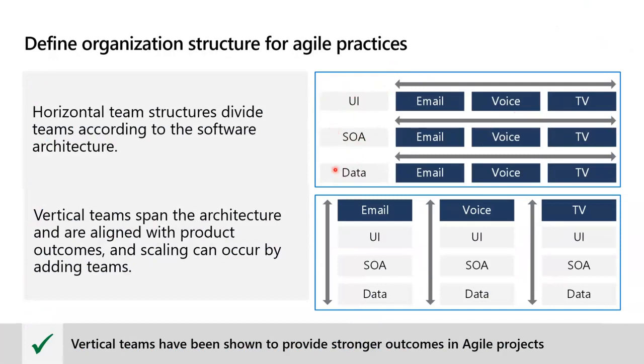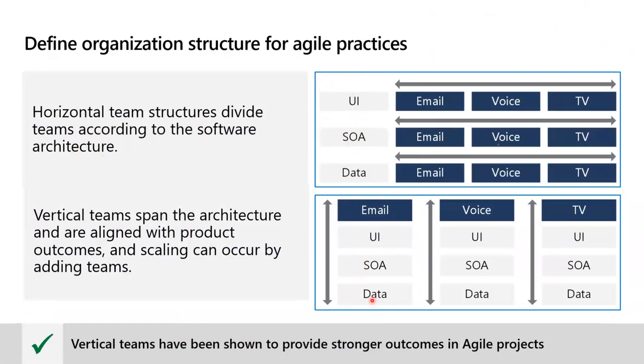What is going to happen if suddenly at this stage we realize that there is a design that is not meeting the requirements of the customer? In that case, we are going to regret it, or we have to pass that application back to this specific department. So horizontal team structures divide teams according to the software architecture. We want to move from this to a vertical team.